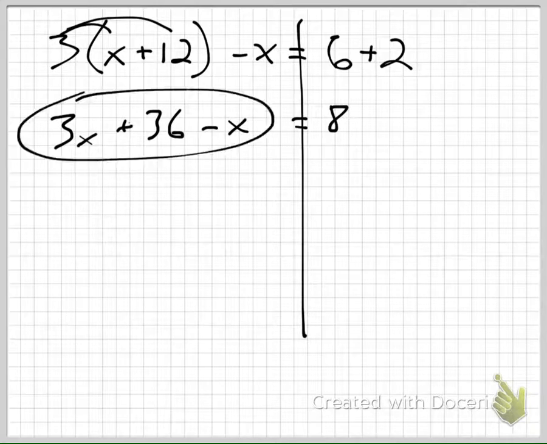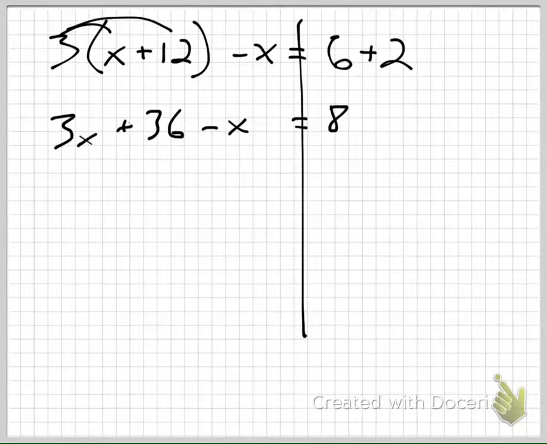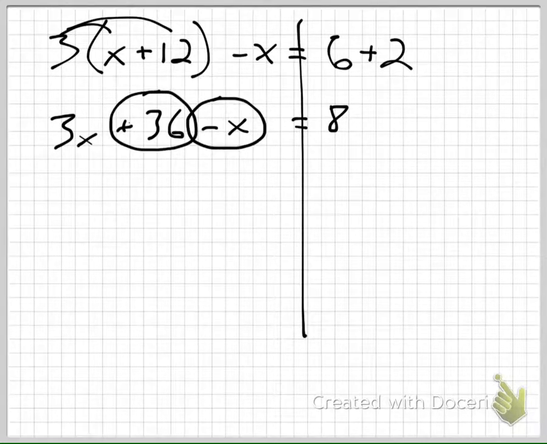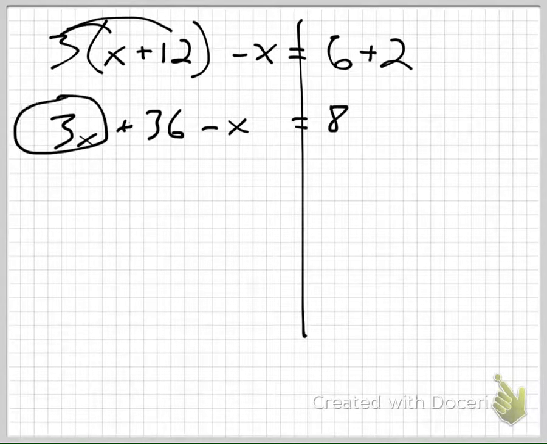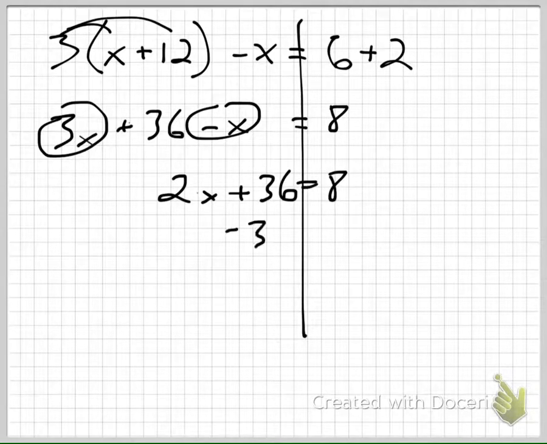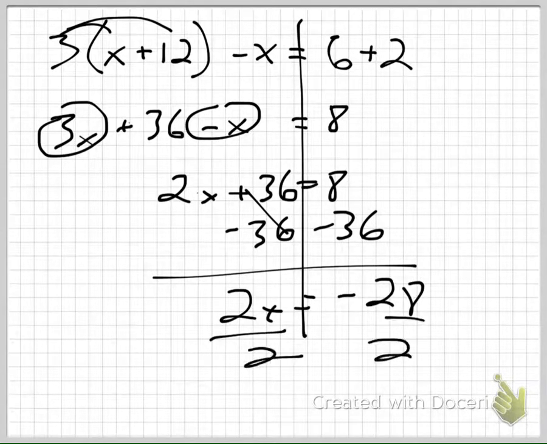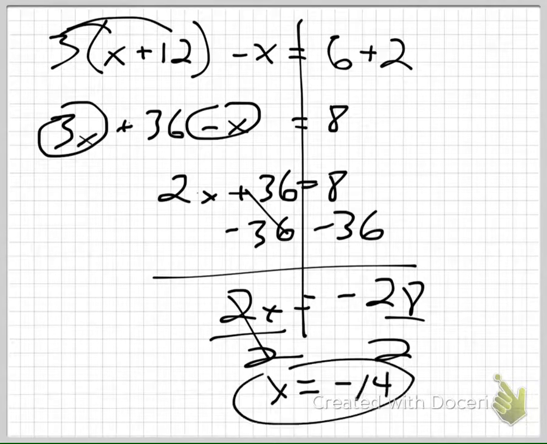Now, am I done? Is this cleaned up? No, I can combine 3x minus x. Remember, each of these guys has their own term, right? What's the one in front of that 3x? 1x. A plus sign. What's in front of this 3x? A plus sign, right? So 3x minus x is 2x plus 36 equals 8. Minus 36 minus 36, 2x equals 8 minus 36 is negative 28. Divide by 2, x equals negative 14.